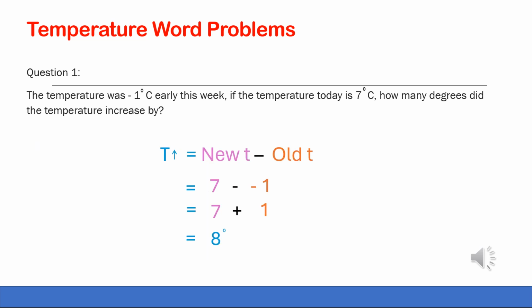Now let's replace the equation with numbers. My new temperature is 7 degrees. So it's 7 take away my old temperature, which is -1. We'll stop here for a moment. So 7 take away -1. Whenever we have two takeaways, we always convert it to a plus sign, which means the temperature increased by 7 plus 1. This means my temperature has increased by 8 degrees.